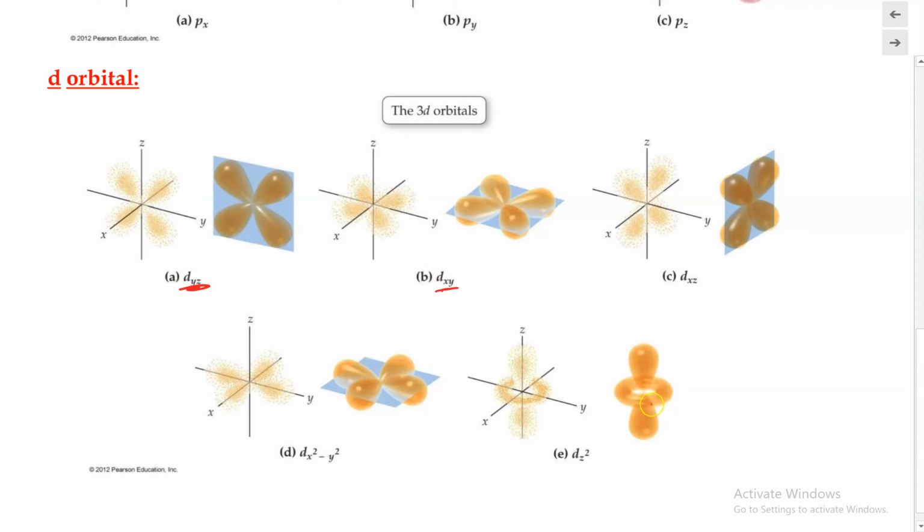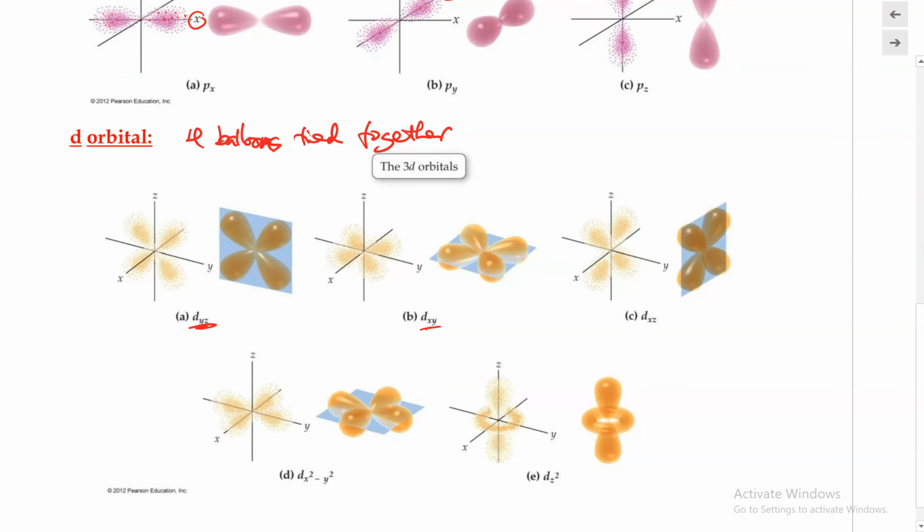And this last one right here looks uniquely different from the others. But for the most part, we can see they look like having 4 balloons tied together. So that's the shape of most of the d orbitals. Now, we do not need to be concerned with the labeling of the different d orbitals. We just have to recognize that the shape looks like 4 balloons tied together, and there are 5 of them located on different orientations or different axes.